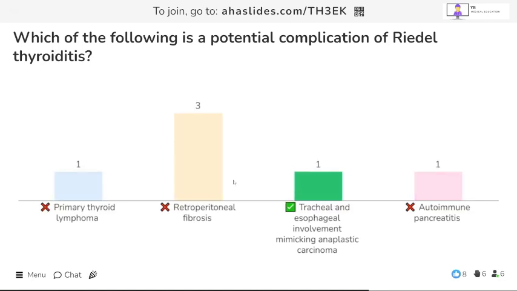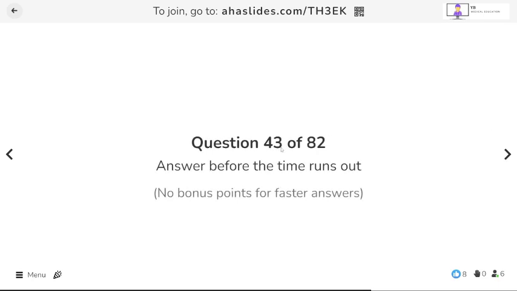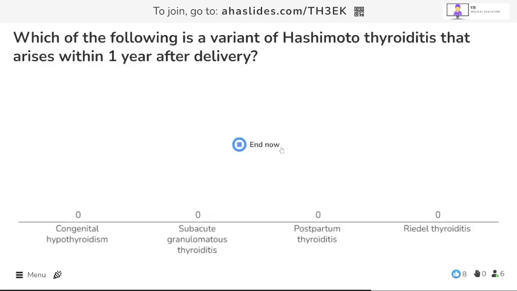Okay, the potential complication is this. Riedel thyroiditis, it's not a complication. These are not complications; these are associated findings with Riedel's. Riedel's sometimes is part of a systemic condition that leads to fibrosis, retroperitoneal fibrosis, autoimmune pancreatitis, and non-infectious aortitis. Yes, but this is not a complication, this is an association. And sometimes doctors are afraid that this is anaplastic carcinoma.